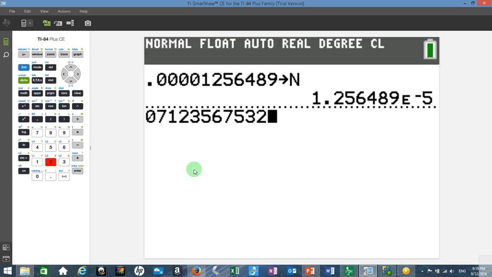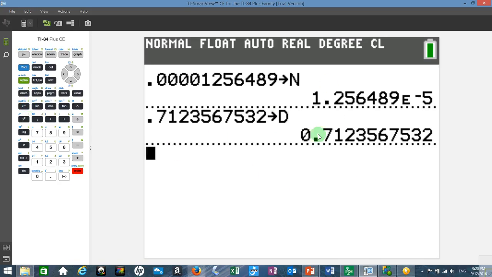0.71235675 and you're like, oh my gosh, I got to write all that down. And you say, oh gosh, I got to write that down. No, you don't. You hit stow. You got to go to the end of the number. There we go. Stow. Alpha. What do you think I'm going to put it under? D for denominator. And enter.